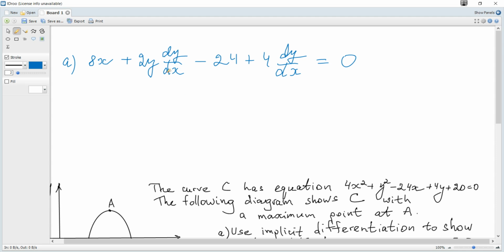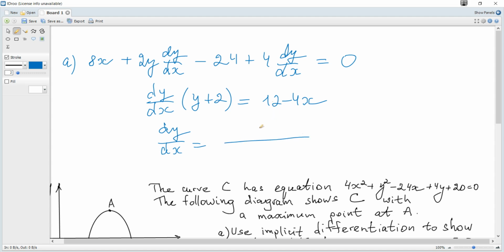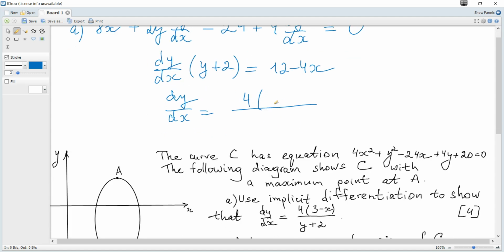And we need to solve for dy over dx. We can divide each term by 2, and factor out dy over dx to get dy over dx multiplied by y plus 2 is 12 minus 4x. Finally, dy over dx is, factoring out 4, 4 multiplied by 3 minus x divided by y plus 2, as required.